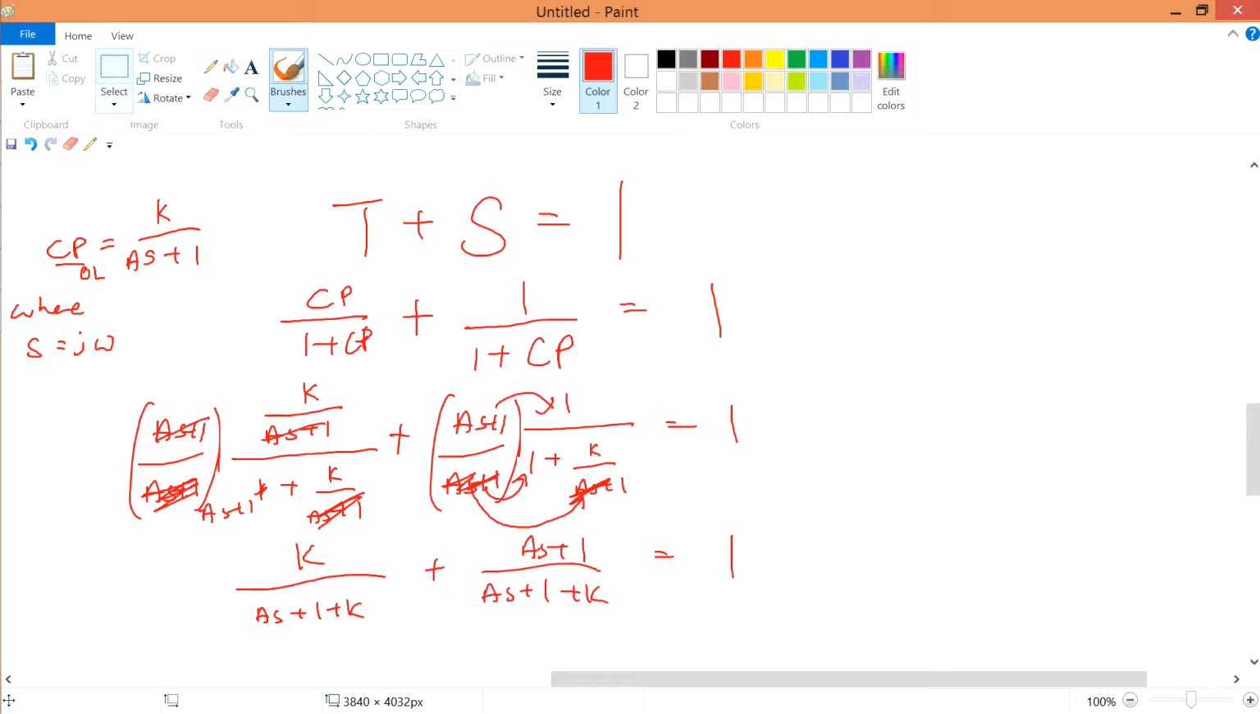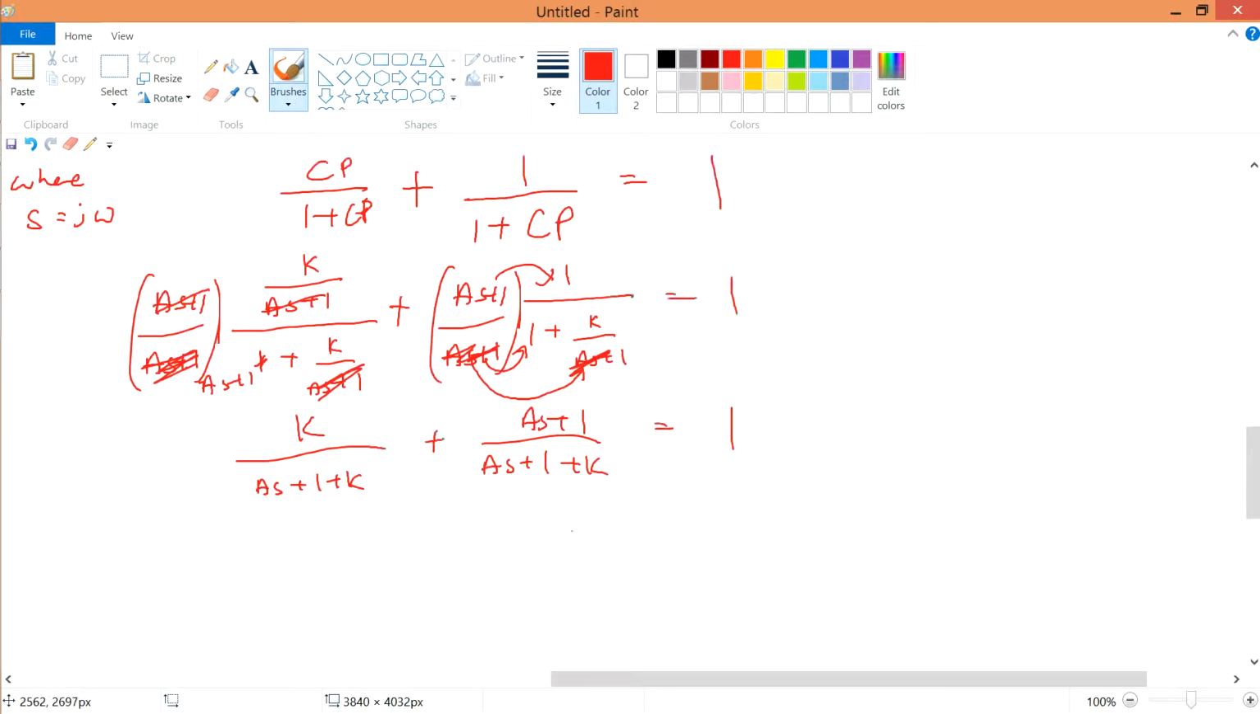So we didn't actually change the relation T plus S equals 1. If I were to prove it to you right now, if this thing plus this thing, what do we have? It's simply AS plus K over AS plus K. You see they are the same form, so they cancel each other and become 1. That's all. Therefore I didn't change anything, I'm just rearranging them. So now I have this equation for simplicity's sake.